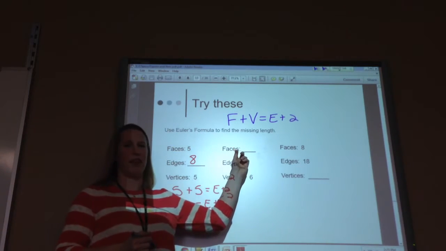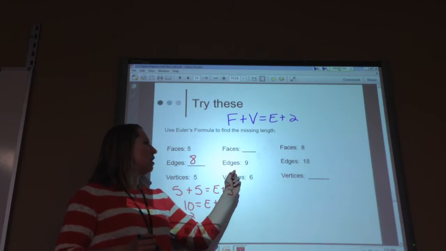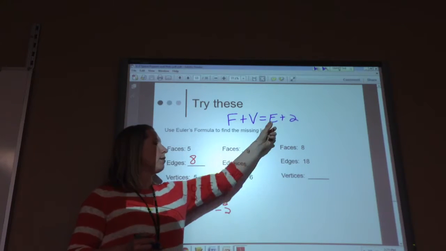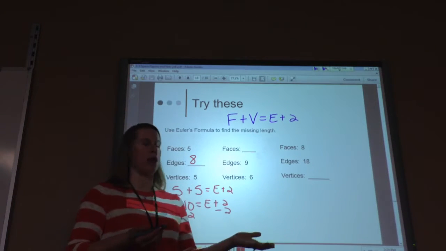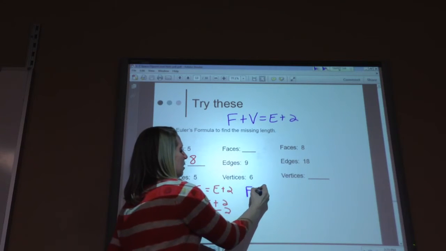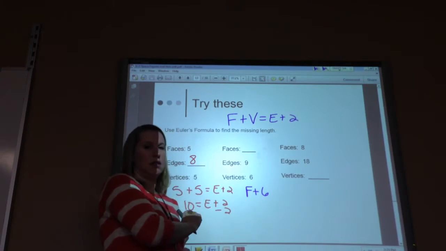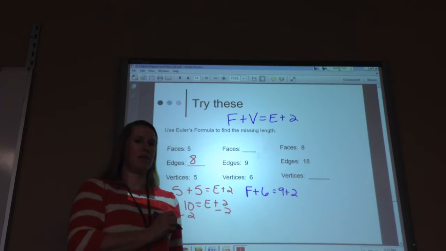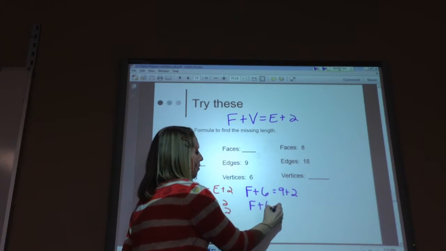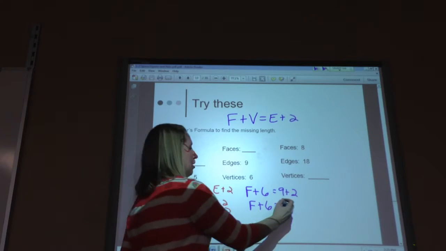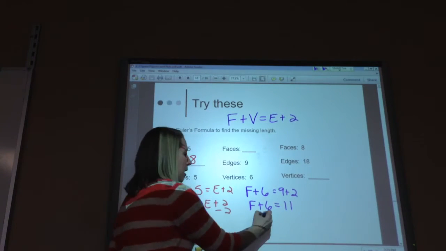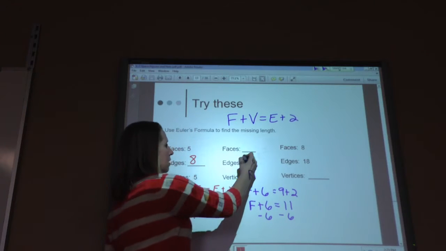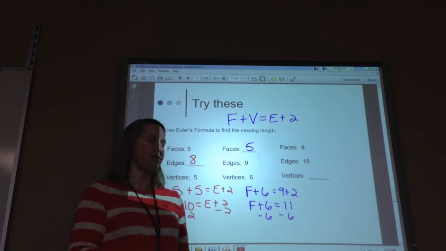This time I have to find the faces. I don't know how many faces. So I know I have edges is 9, 6 is vertices, so I'm going to plug it in. So faces plus vertices, which is 6, equals edges, which is 9 plus 2. So faces plus 6 equals 9 plus 2 is 11, minus 6 on both sides, and faces would be 5.